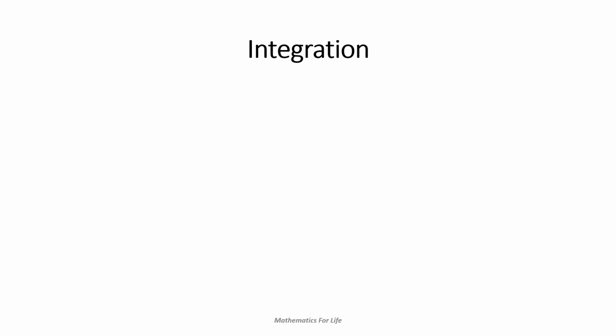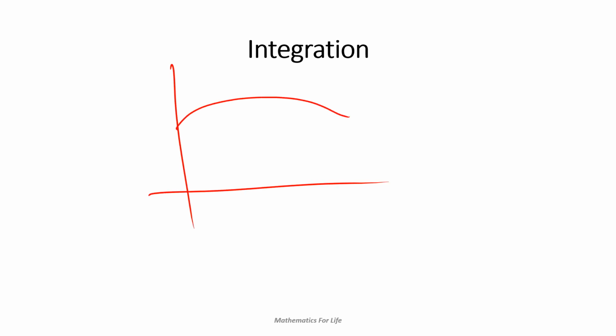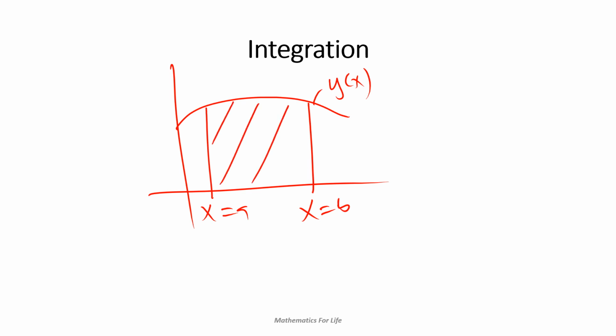In the previous lesson, we learned that we can determine the area bounded by the curve and for the provided limits of x equals a and x equals b. Let's say, for example, we are to determine the area under the curve y of x for the limits of x equals a and x equals b. So that region is the one that is shaded as indicated on the diagram.